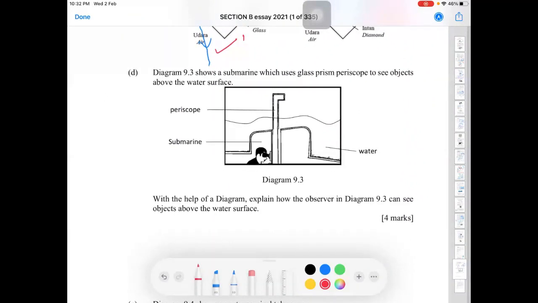Okay, this is prism periscope. Maksudnya periscope yang gunakan prism. So you ada 4 markah. With the help of a diagram, explain how the observer can see the objects above the water. Jadi kalau dia kata can see the object, maksudnya kamu kena lukis nampak objek di mana, dekat mana image you nampak. Jadi you kena draw sampai nampak image. Sebab dia kata can see the object above on the surface.